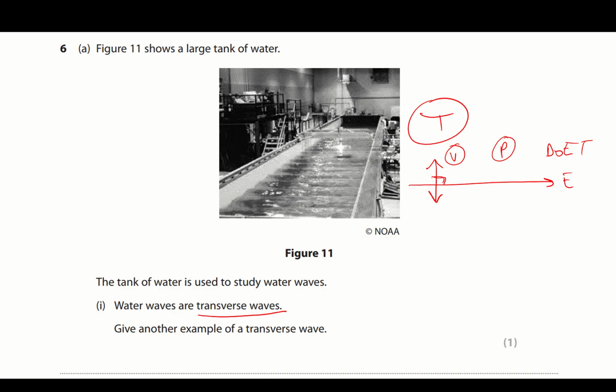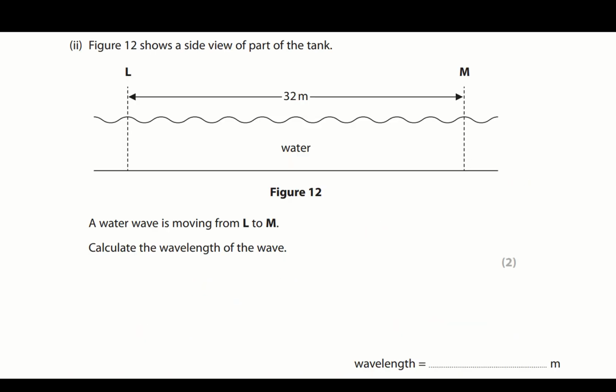So it says, give another example of transverse waves. So we could go with light, which is a transverse wave, or S, secondary seismic waves. Just go with light, that's far easier. So light and water. And then if you want longitudinal waves, we could go with sound, and P seismic waves. Okay, next one.